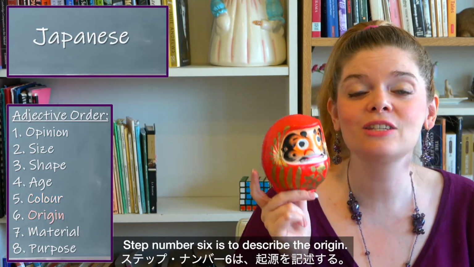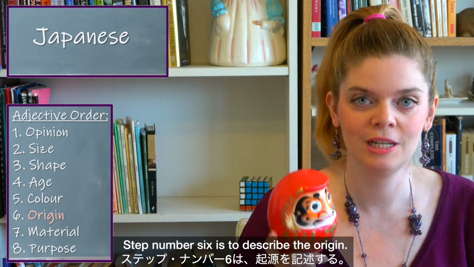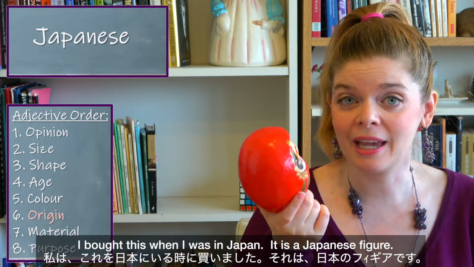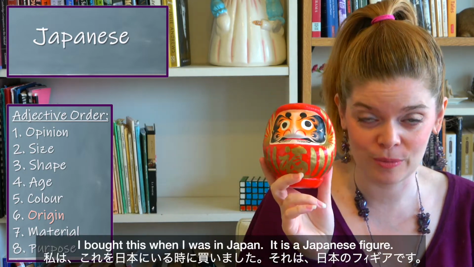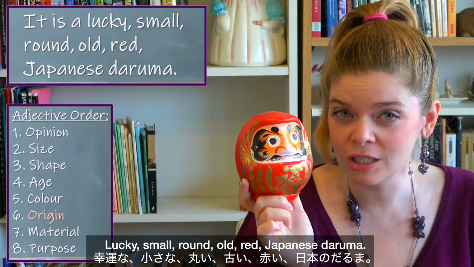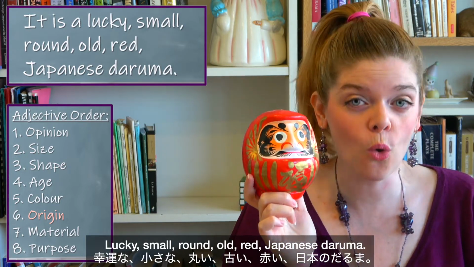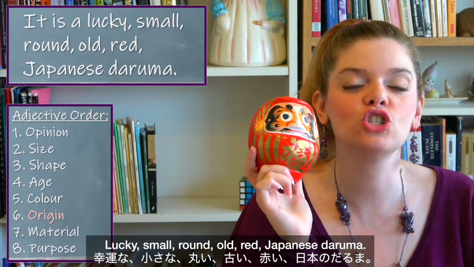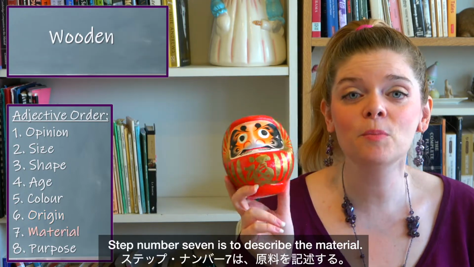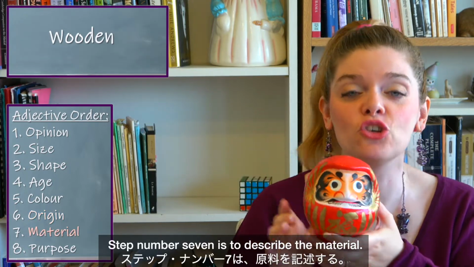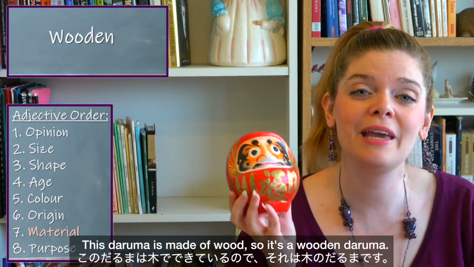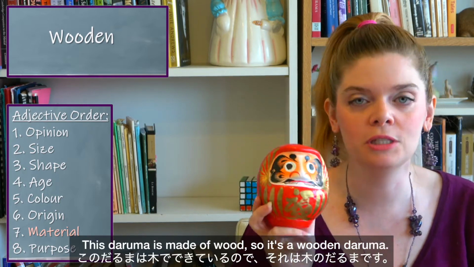Step number 6 is to describe the origin. I bought this when I was in Japan. It is a Japanese figure. Lucky, small, round, old, red, Japanese daruma. Step number 7 is to describe the material. This daruma is made of wood, so it's a wooden daruma.